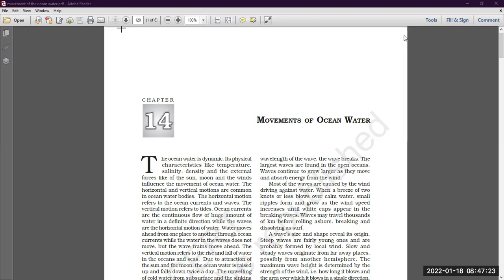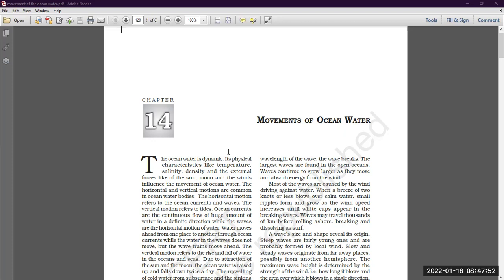In our last class, we started chapter number 14, that is Movement of Ocean Water, of our geography part first book, Fundamentals of Physical Geography. The name of the chapter is Movements of Ocean Water. As we discussed, ocean water is dynamic and it moves from one place to another. It is not static.